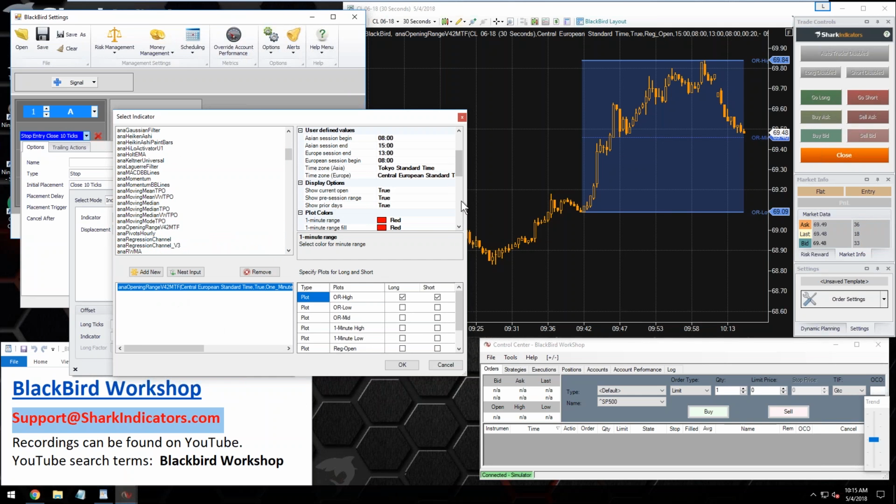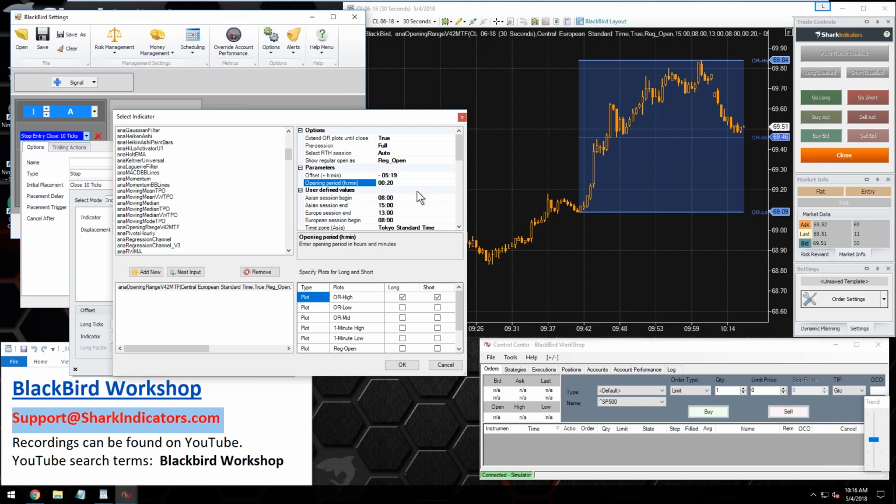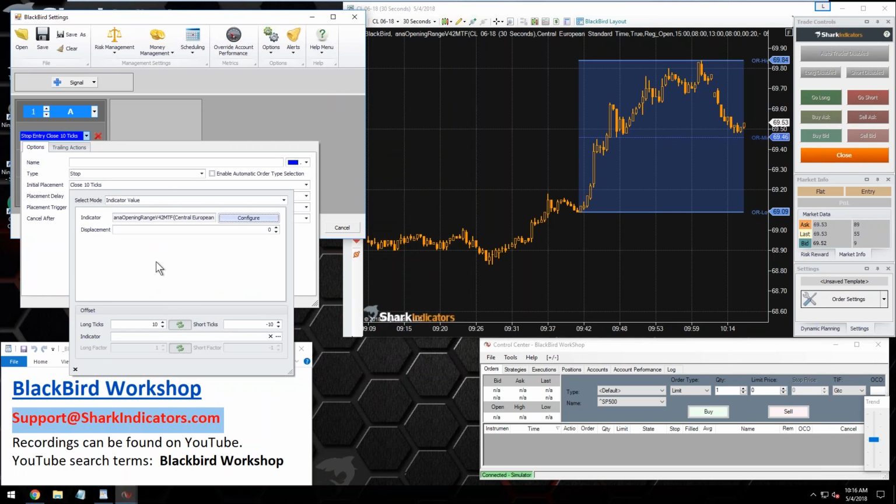All right, there we go. Now I just need to match the settings I have on the chart. I think that was it. Now I need to select the correct plots. For a long trade, we're going to be using the open range high, and for a short trade, we'll use the open range low plot. That should do it.